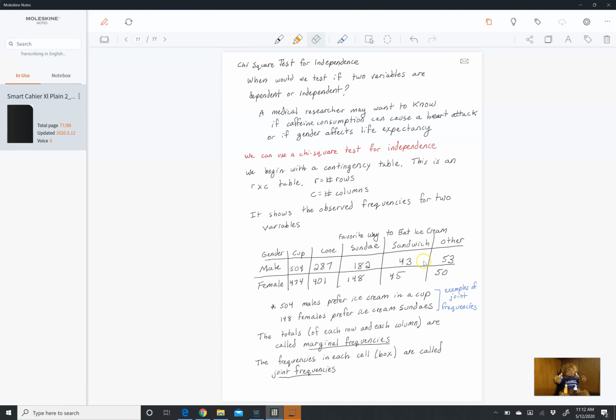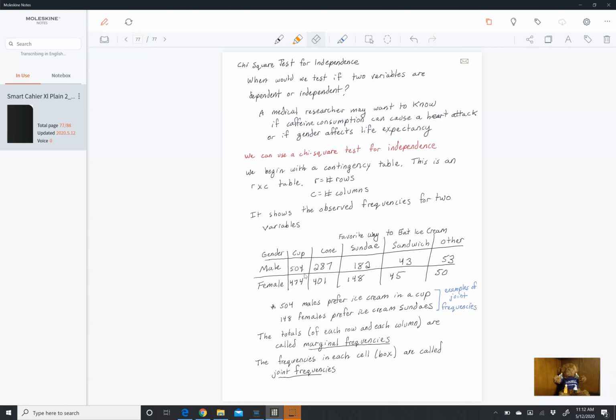So we can do that for all of these. We can also go across. We could take the total frequency for males, so we're adding all the way across, and then the total frequency for females. So we're essentially taking the frequency for each individual category. Those are the marginal frequencies. And then the joint frequencies are the frequencies combining the two variables.